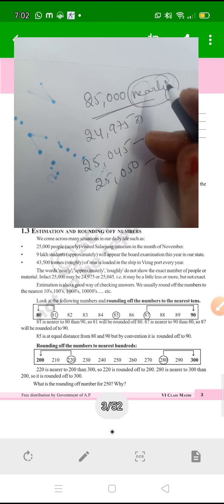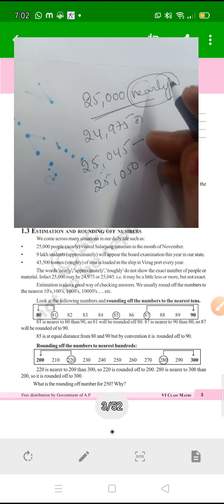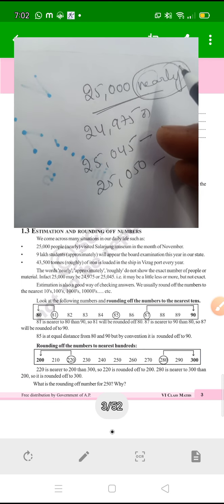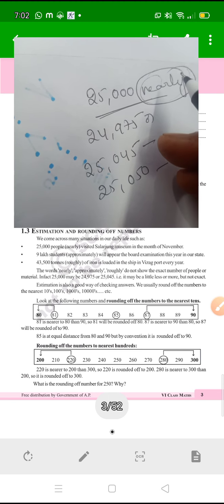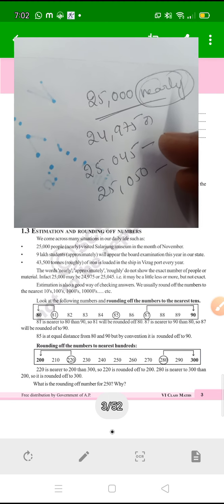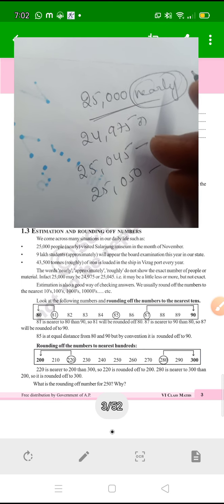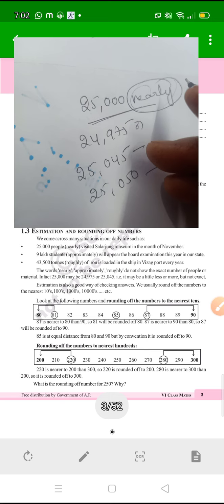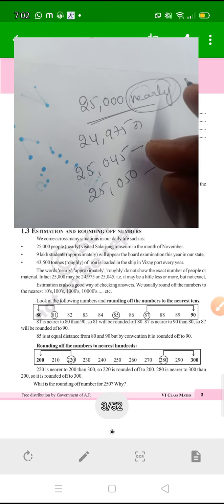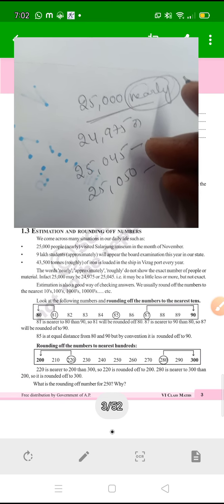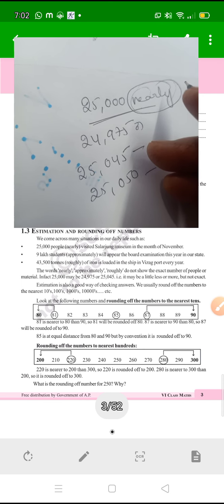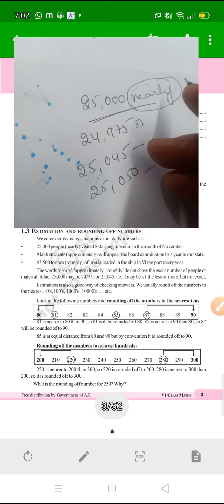Next, in the same way, 9 lakh students means approximately 8 lakh 95,000 people, like that. Some approximate number is there. Nearly, approximately, roughly, all these are the same, but these do not show the exact number of the people. So estimation is also a good way of checking answers. We usually round off the numbers to the nearest tens, hundreds, thousands, 10,000s, etc.